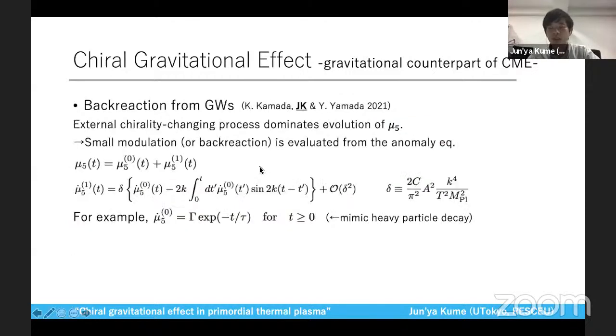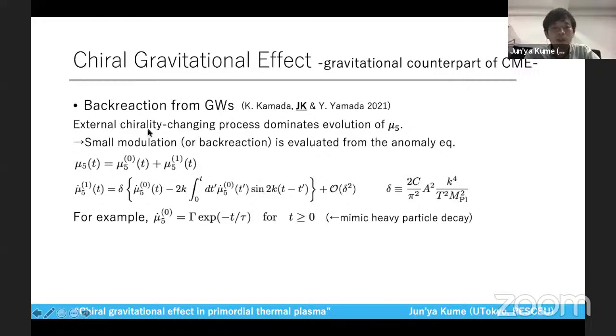Okay, so now we see the modified dynamics of the gravitational waves. So let's consider their back reaction. It turns out that in the case of gravitational effect, the back reaction is typically suppressed by this small factor, which is suppressed by the Planck scale. So we can do some perturbative discussion here.